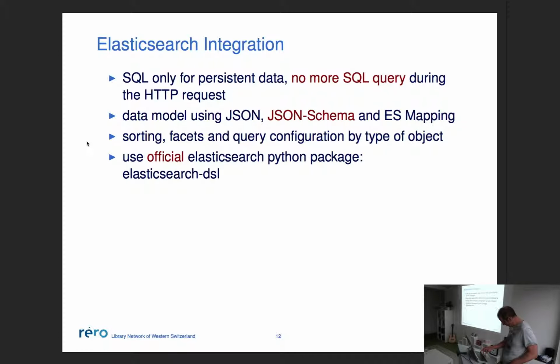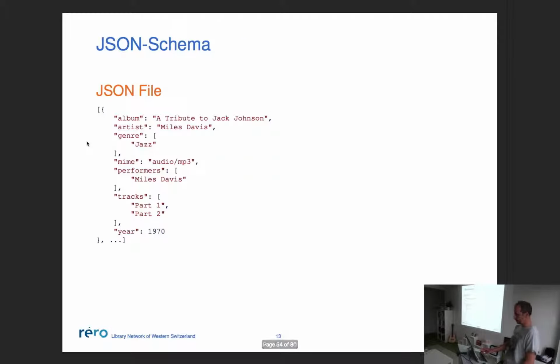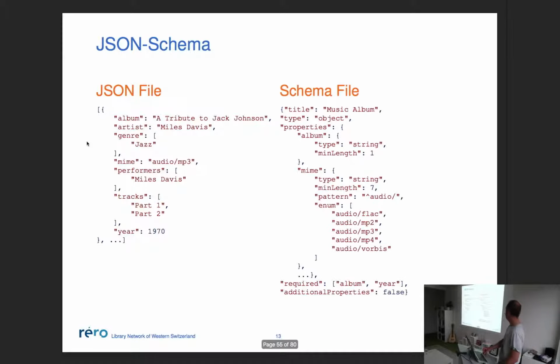It uses the official Elasticsearch Python package. It also provides a command line interface in order to create an index, push mapping, and all this kind of stuff. Now, imagine that I have data like this. This is a music album. I can have the name of the album, artist, genre, mime types for the attached files, performers, the track list, and the year. The first thing that I have to do is to write the schema.